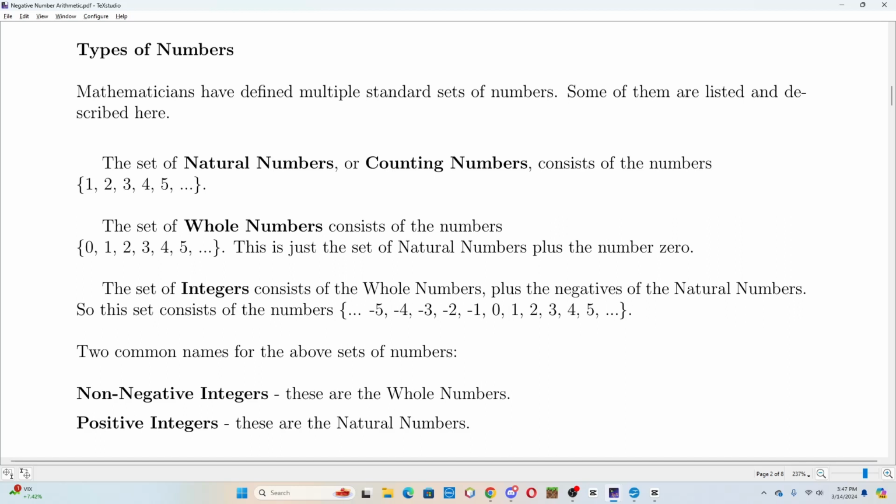The set of integers consists of the whole numbers plus the negatives of the natural numbers. So this set consists of, well, ... minus 3, minus 2, minus 1, 0, 1, 2, 3, ... forever and ever in both directions. There are also two other names used for two of these sets. Non-negative integers is another standard name for whole numbers. Positive integers is another standard name for natural numbers.